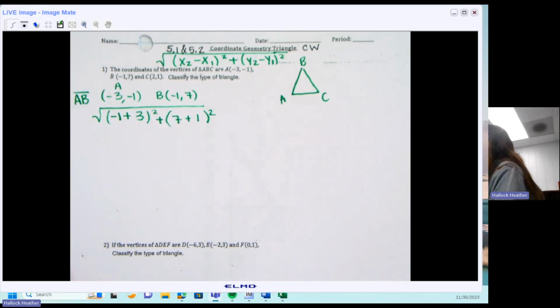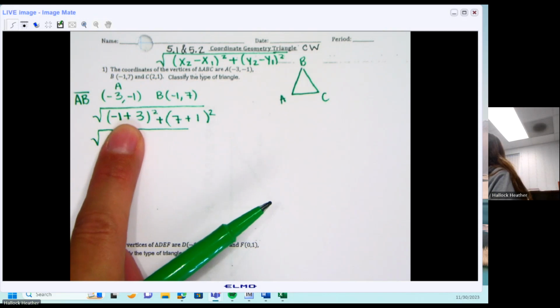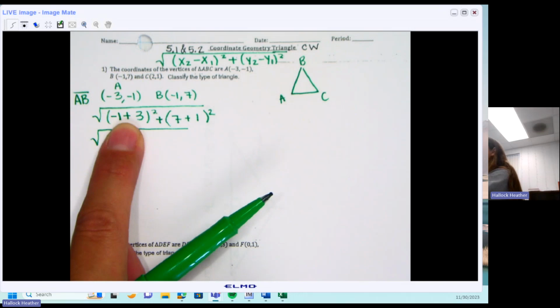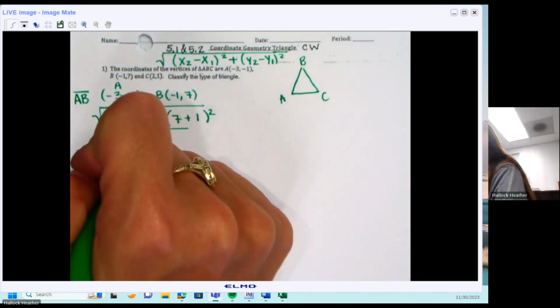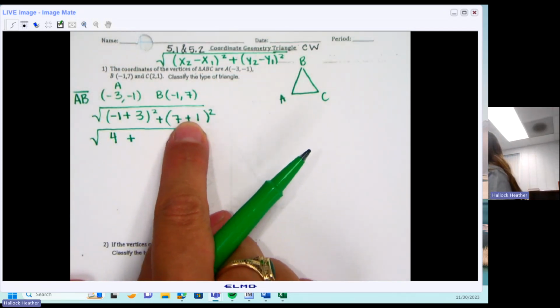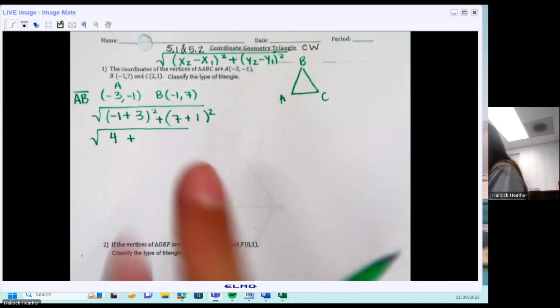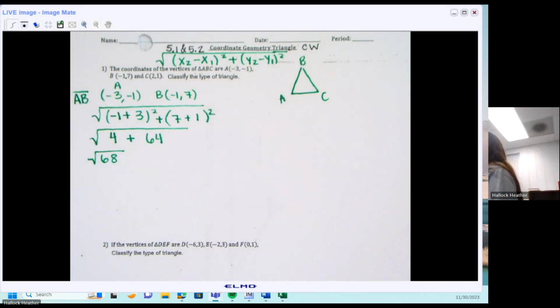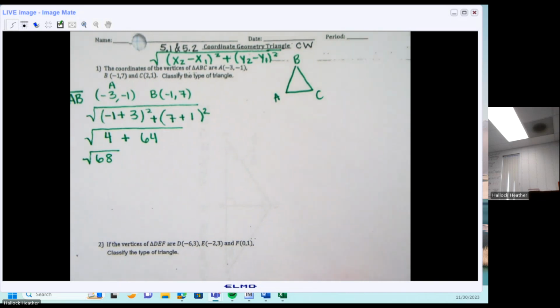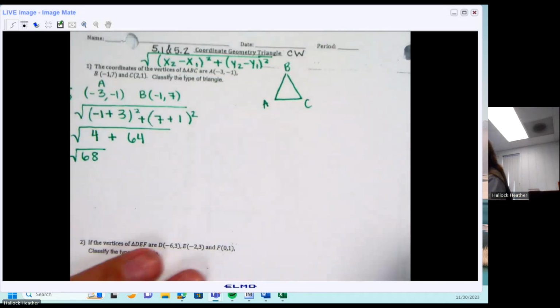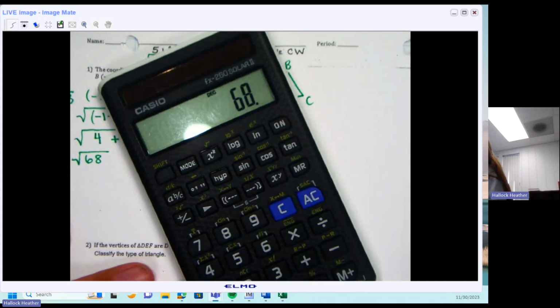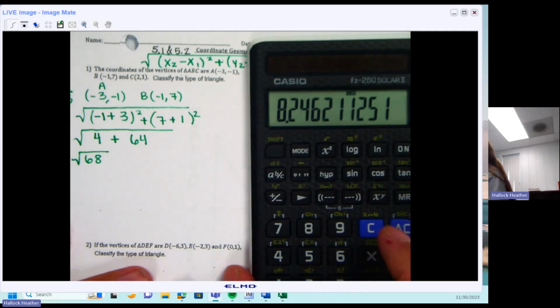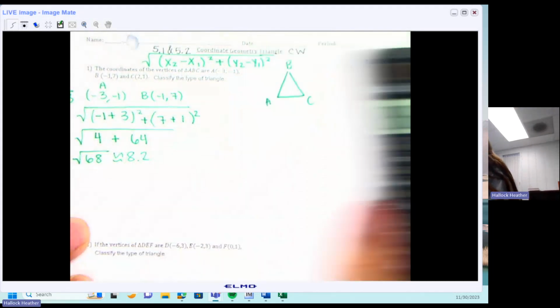I'm going to combine steps here instead of writing out literally every single step. In parentheses, -1 plus 3 is 2. If I take 2 and raise it to the power of 2, what am I bringing down? 4. Bring down my plus sign. I have 7 plus 1. That's nice, that's 8. What is 8 to the power of 2? 64. Then I add them together to make 68. If I take my calculator and take the square root of 68, you remember you have to use that shift button. You have to use the shift and then this x squared button. So 8.2-ish. So this side is 8.2.